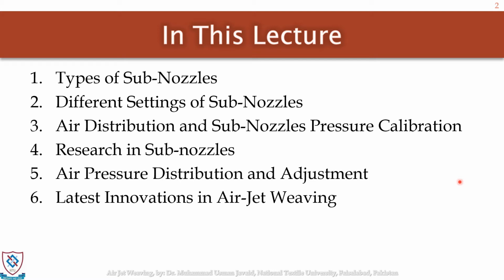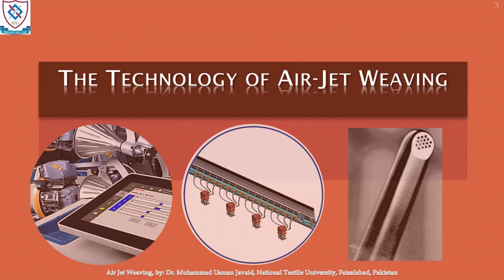At the fifth part, I will let you know how the pressure distribution is on the machine, what the different types of pressure distribution are, and how it reaches the different components of the machine. At the last, we will see what different innovations are presently available for different air weaving machines. So let's start it. Today's topic is the technology of air weaving. So let's talk about our today's topic.